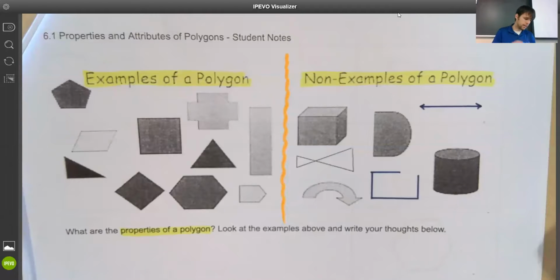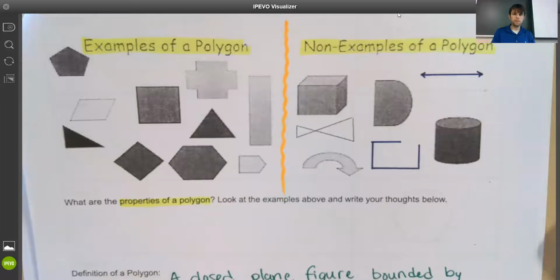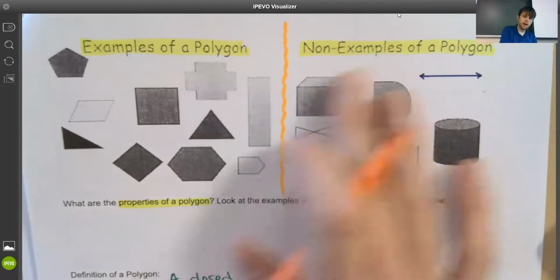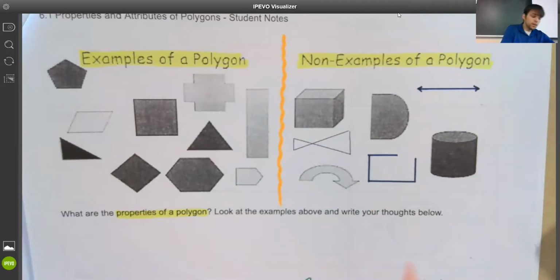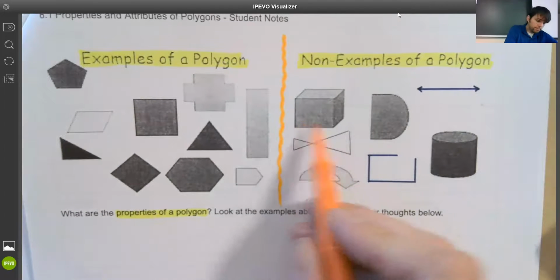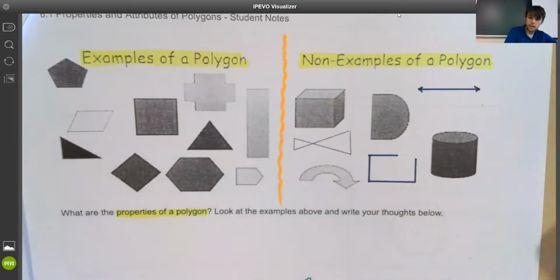All right, welcome back. We're going to go ahead and talk about some of the properties of polygons. So I'm going to start by looking at the non-examples and try to figure out what makes that not a polygon. And hopefully by doing so, we can identify some of the properties that make something a polygon. So here we have this figure. We're going to start with this one. Actually, these two have quite a bit in common here.